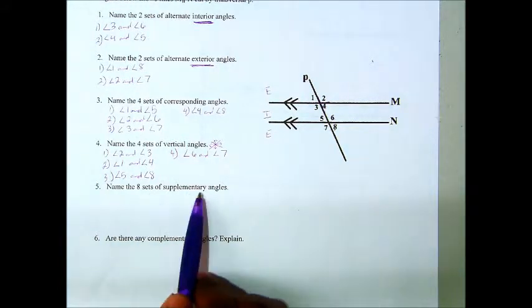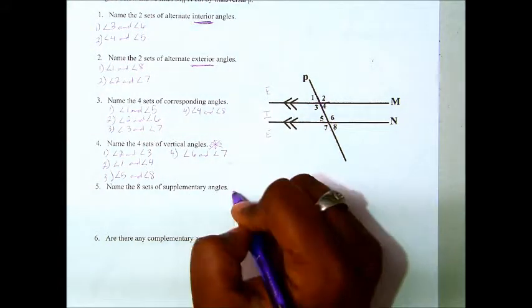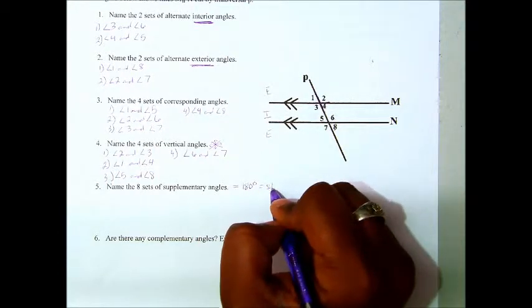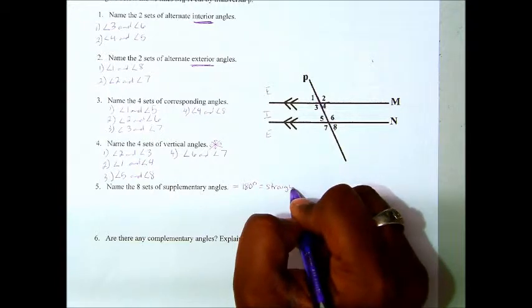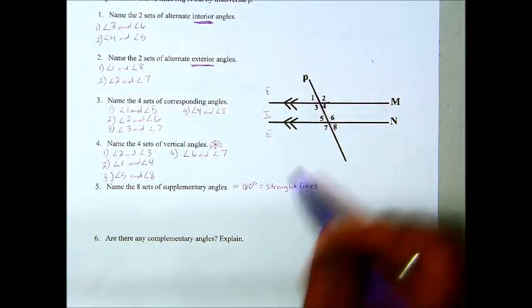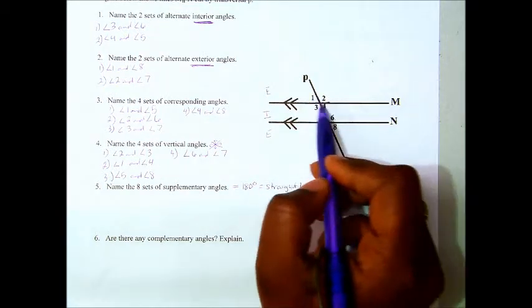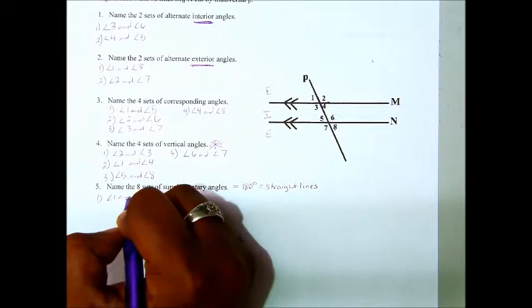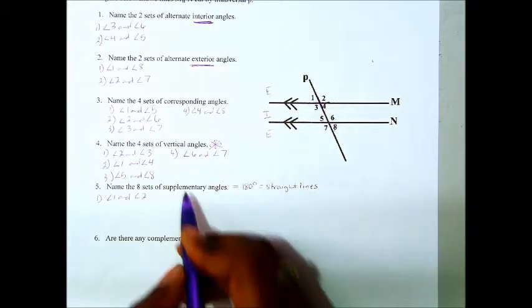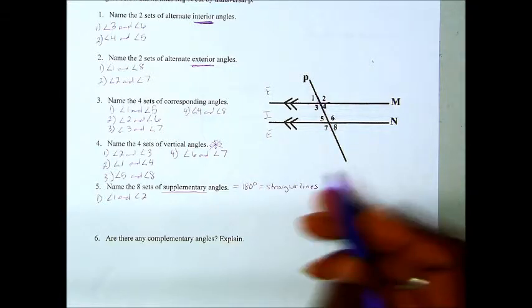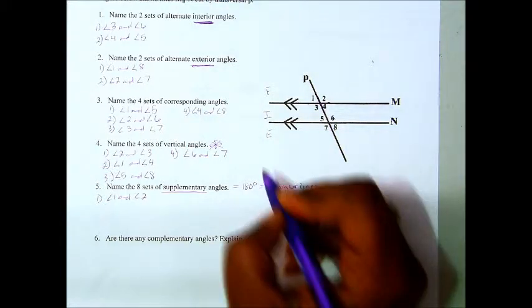Name the 8 sets of supplementary angles. We know those equal 180 degrees, and they're also straight lines. All right, so here's a straight line. So angle 1 and 2 are supplementary angles. Okay, they equal 180 when you add them together.